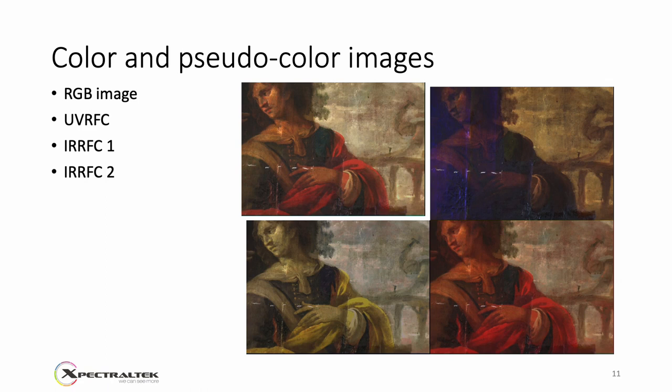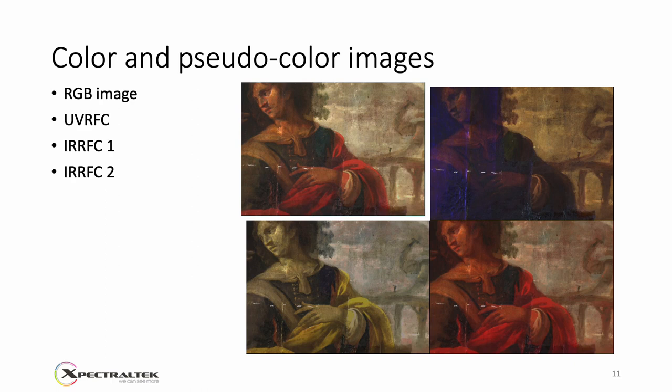Following, the ultraviolet reflectography false color, UVRFC, is the image resulting from merging the 380, 450 and 550 nanometer wavelength band images. Similarly, the infrared reflectography false color images IRRFC1 and IRRFC2 are the merging result of 550, 650 and 750 nanometers, and 550, 650 and 850 nanometer wavelength band images, respectively.